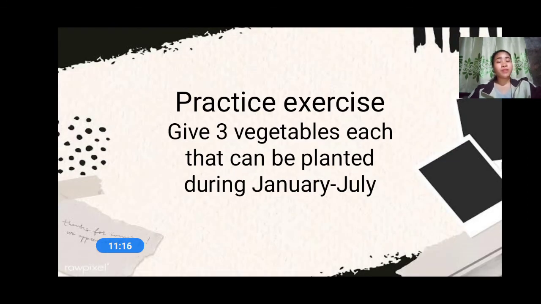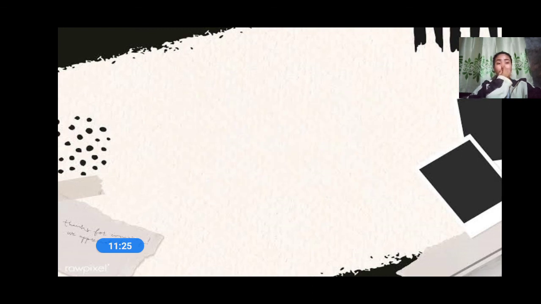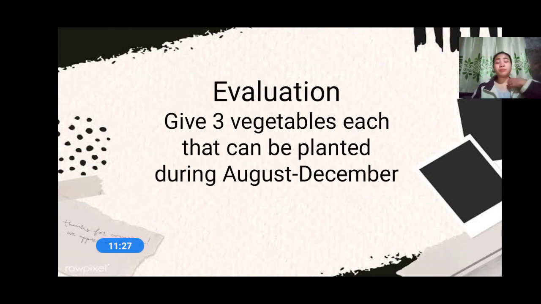So if you really did understand the lesson, then let's proceed to your practice exercise wherein you're going to give me 3 vegetables each that can be planted during the month of January to July. That is your practice exercise, and here is your evaluation, in which you're going to give me again 3 vegetables each that can be planted during August to December this time. Okay, so don't forget to do your practice exercise and your evaluation because I'm going to check it.